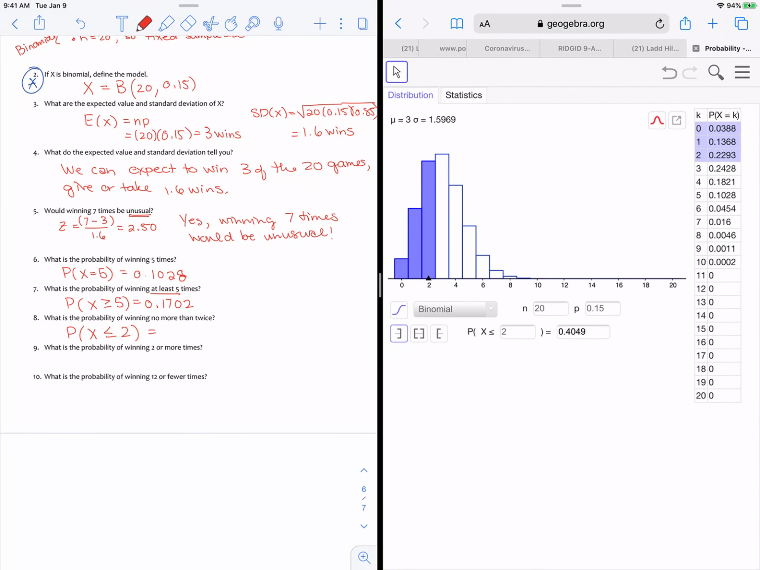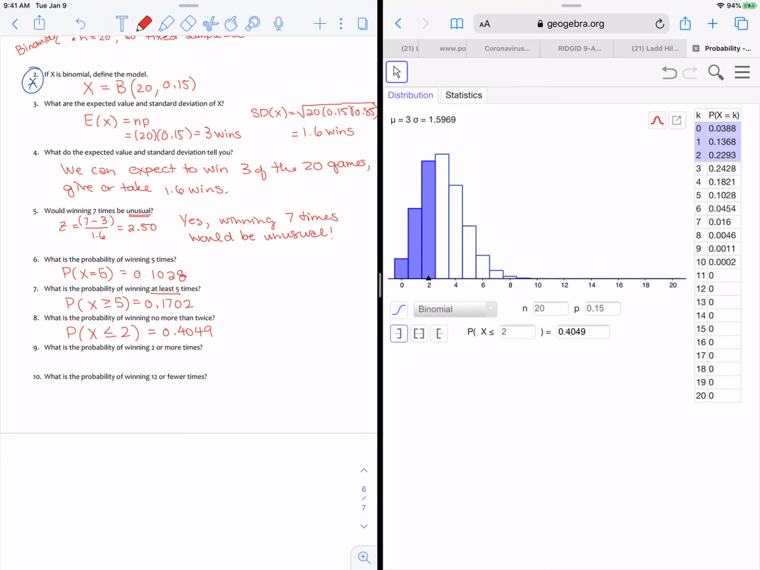Okay, check my table, check my shading. Those look like they're representing the same number that I'm wanting there, and the direction of the inequality is what I wanted there. So that'll be 0.4049. So about a 40% chance of getting no more than 2 wins out of those 20 games.